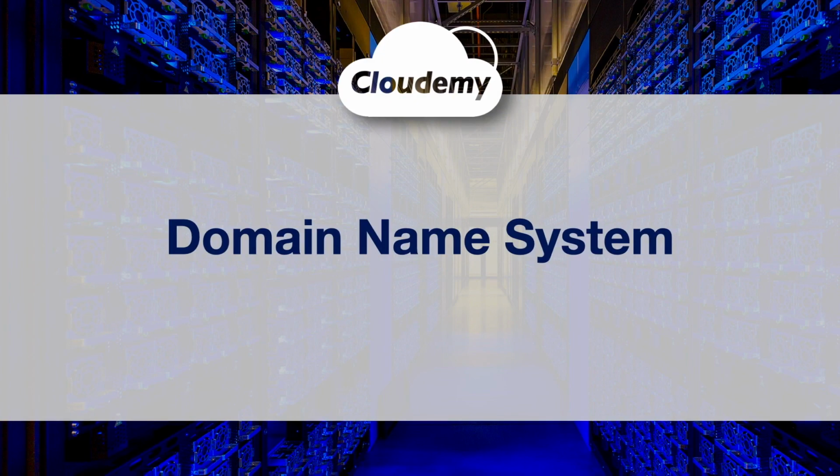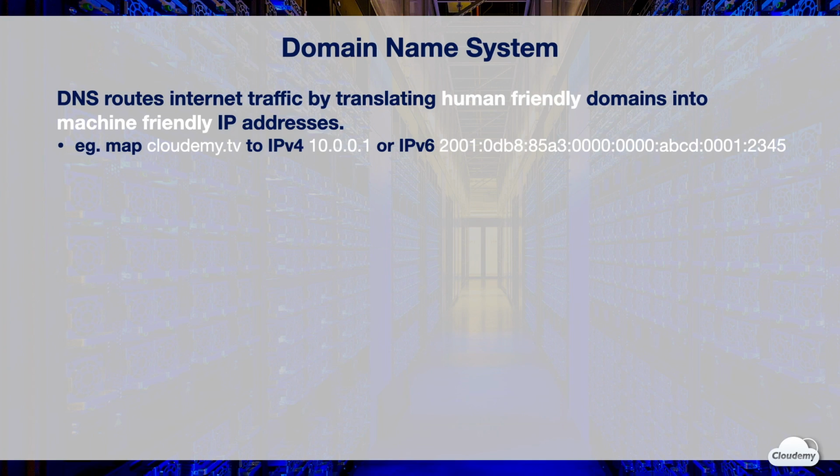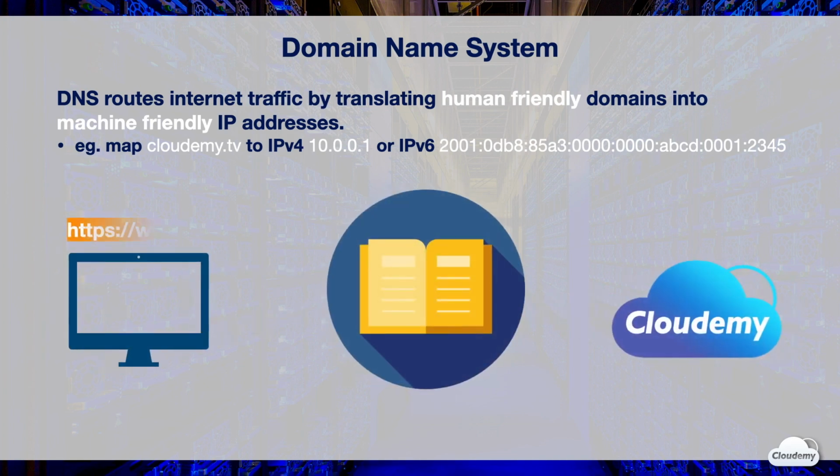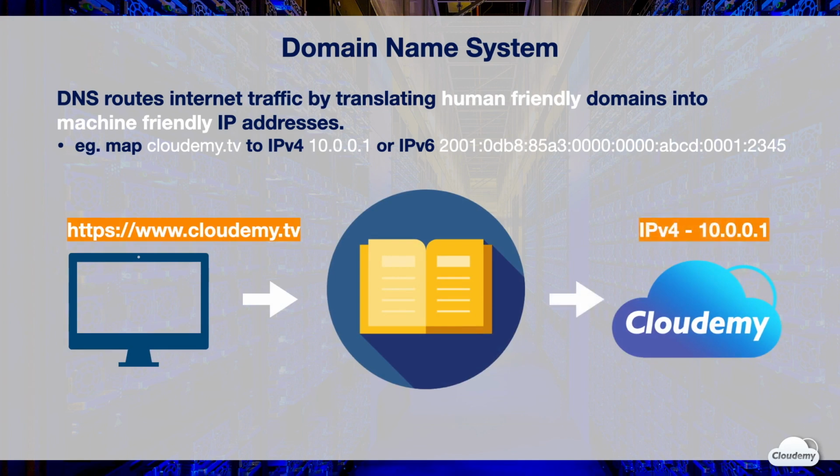In this episode, we're going to look at the DNS, Domain Name System. DNS is a global network of domain servers that help IP-enabled devices, such as computers and smartphones, easily communicate with web resources. DNS is a web directory that stores the mapping information of domain names and IP addresses. DNS routes internet traffic by translating human-friendly domains into machine-friendly IP addresses.